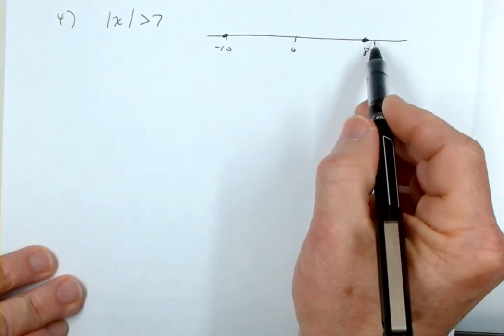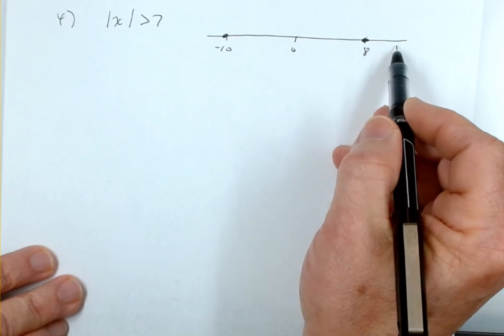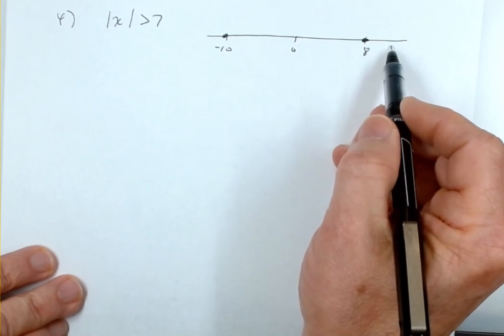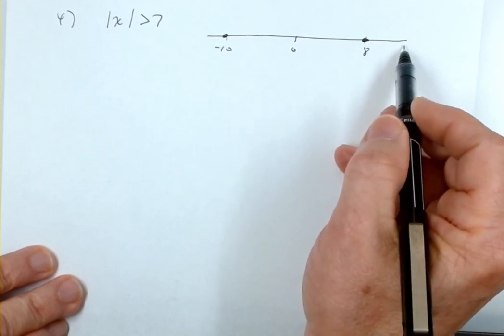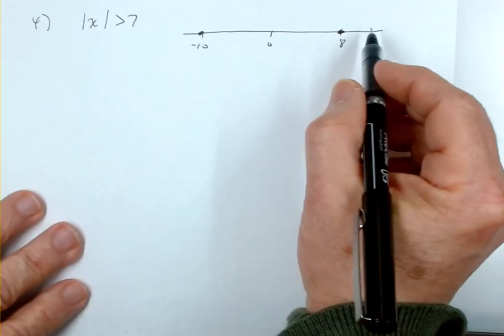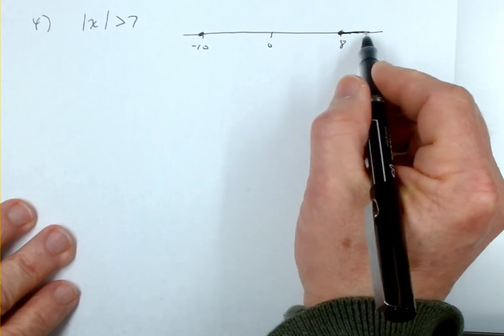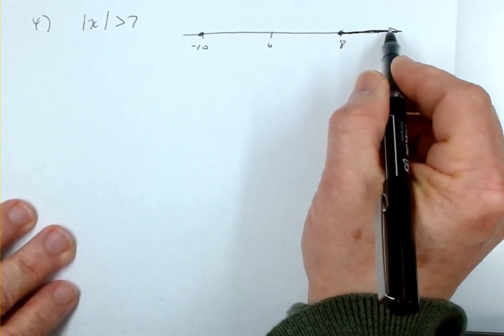What about 9? Yes. What about 9.8? Yes. What about 20? Yes or no? Yes. So in fact, I can say it looks like anything bigger than 8 is a solution in it.